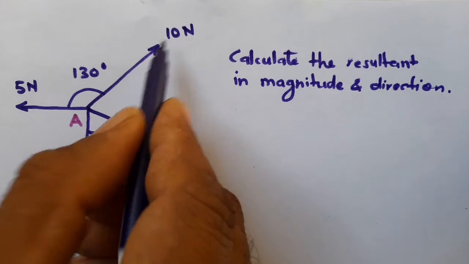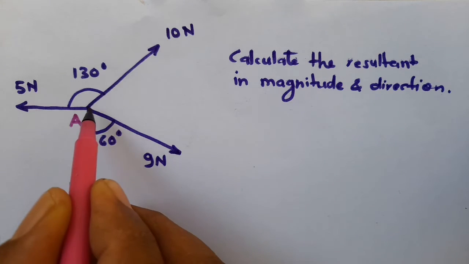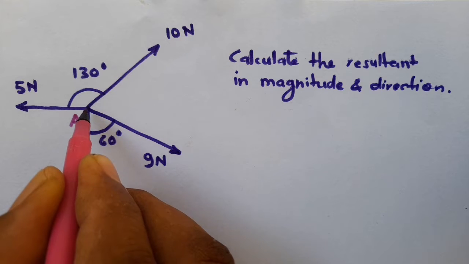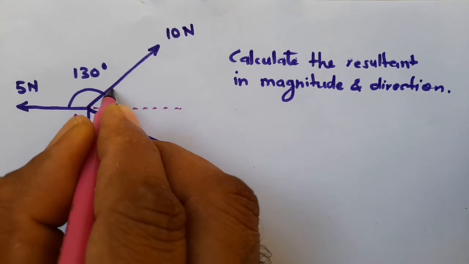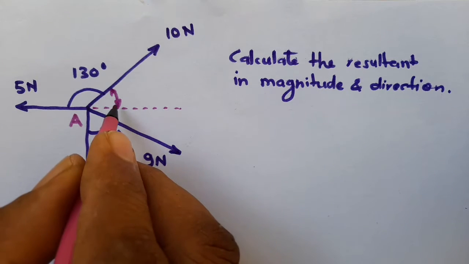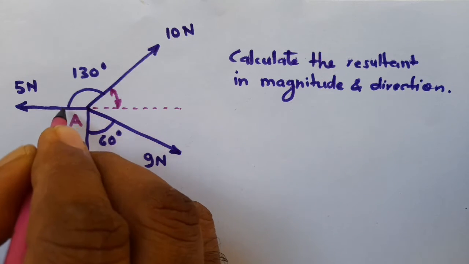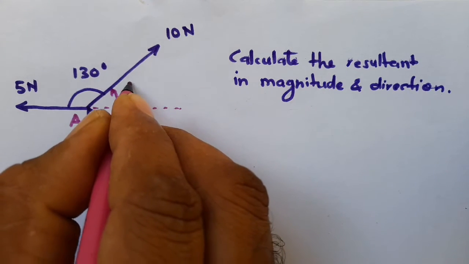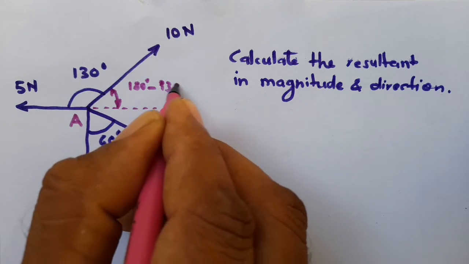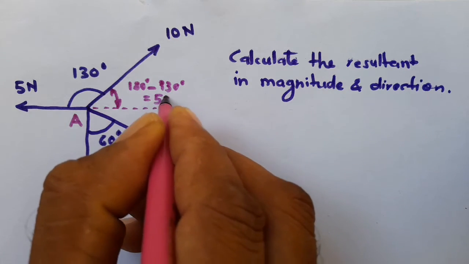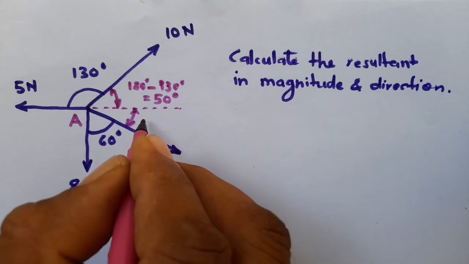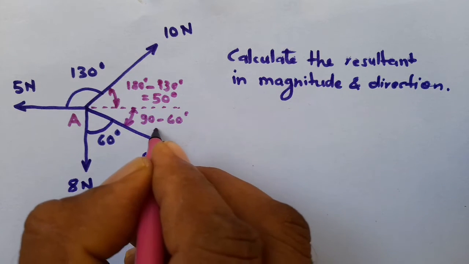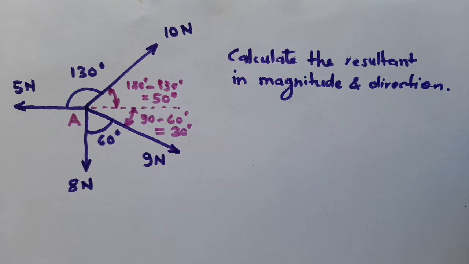What we will do is that we will try to find out the angle made by this 10 Newton at point A to the horizontal, the acute angle. For that we have to draw one dotted line, and you can easily make out that this angle is nothing but 180 minus 130. So 180 degree minus 130 degree, the answer comes out to be 50 degree. Similarly, this angle is 90 minus 60 degree, that is 30 degree. I have computed this angle because we will be requiring this angle again and again.